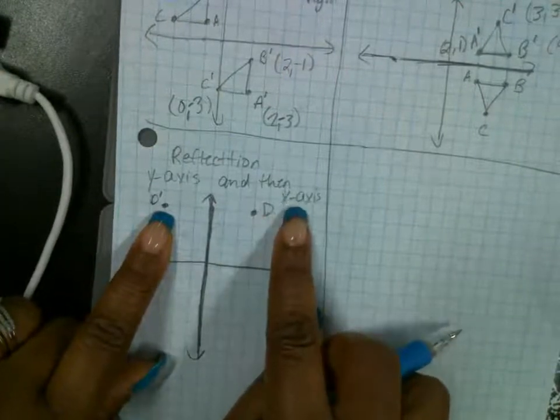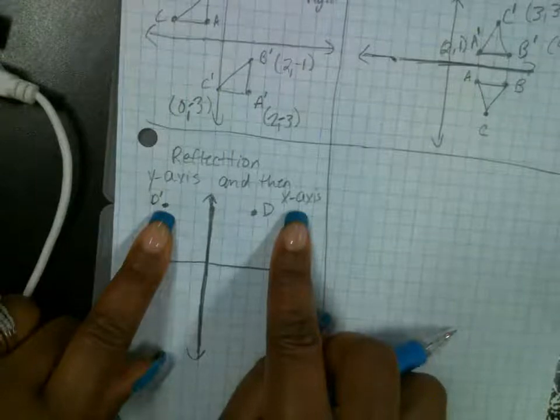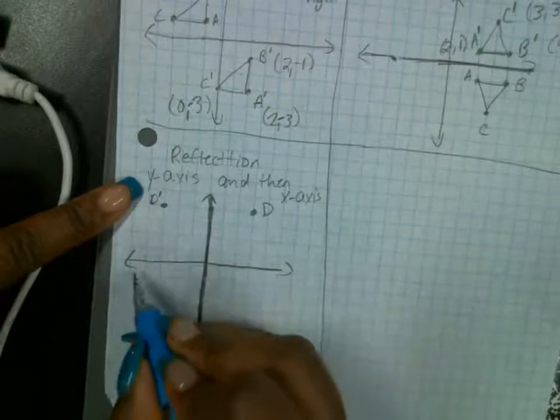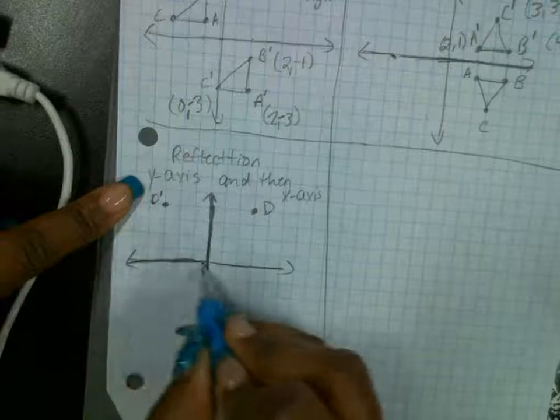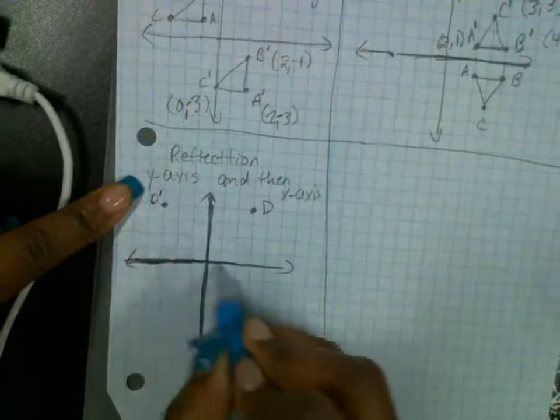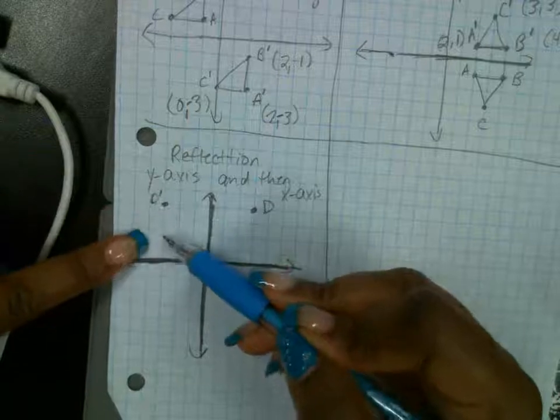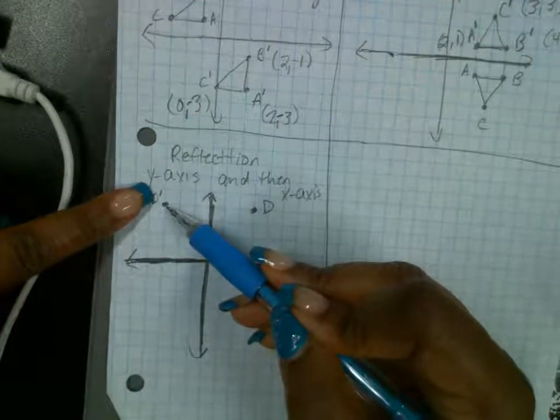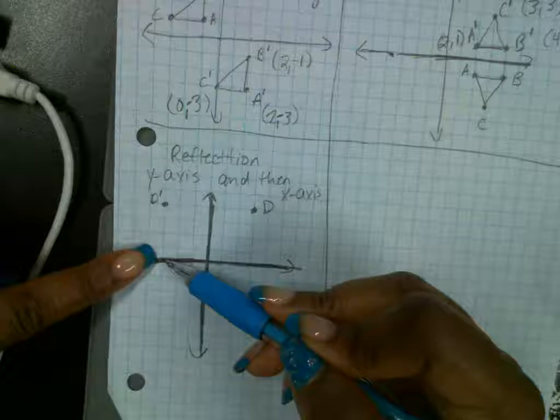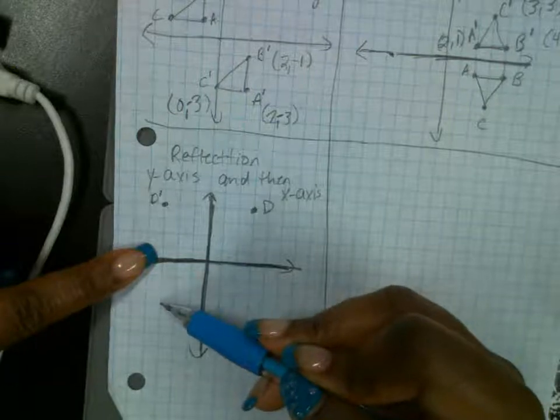Then it's asking me to flip it over the X. So after I flip it over the Y, now I'm going to flip it over this line right here, the X. See where it is above the X? 1, 2, 3, 4. So when I flip it over the X, it's going to be 4 below. 1, 2, 3, 4.